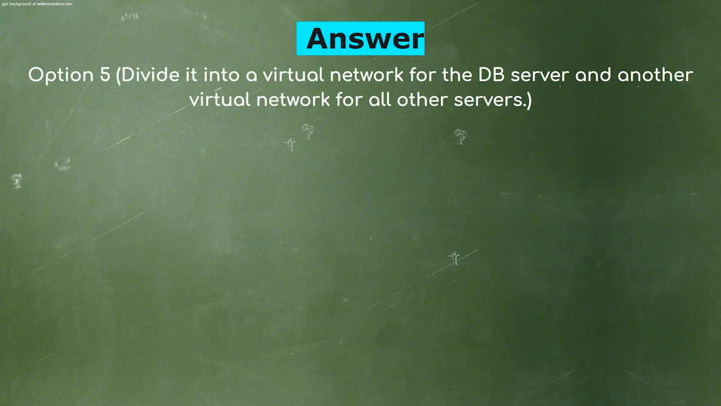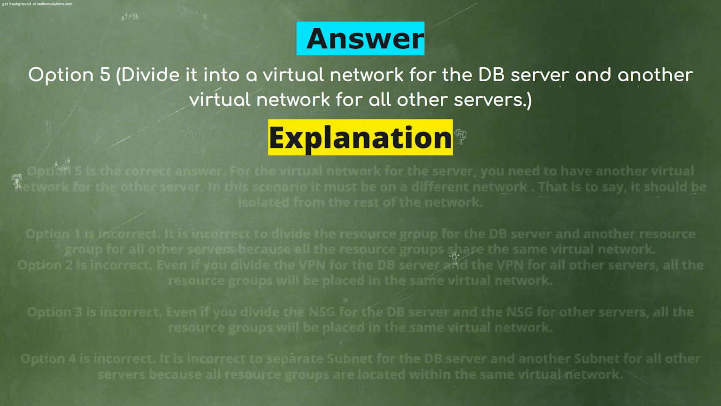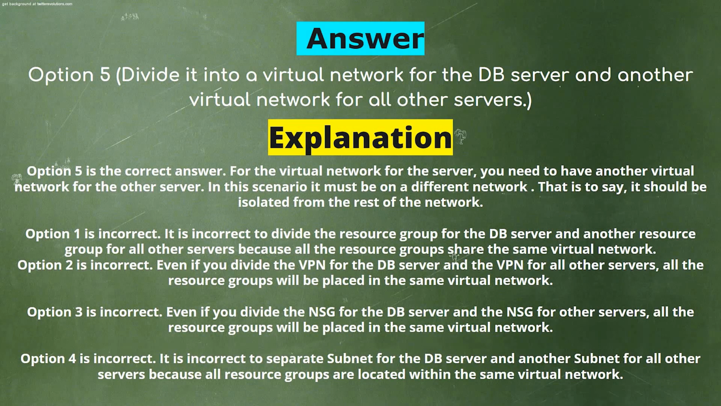And the correct answer is option 5. Divide it into a virtual network for the DB server and another virtual network for all other servers. Explanation. Option 5 is the correct answer. For the virtual network for the server, you need to have another virtual network for the other server. In this scenario, it must be on a different network. That is to say, it should be isolated from the rest of the network.